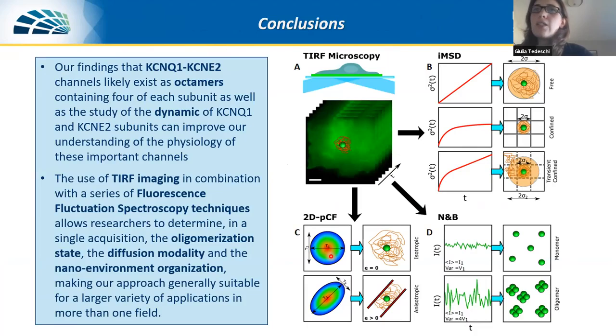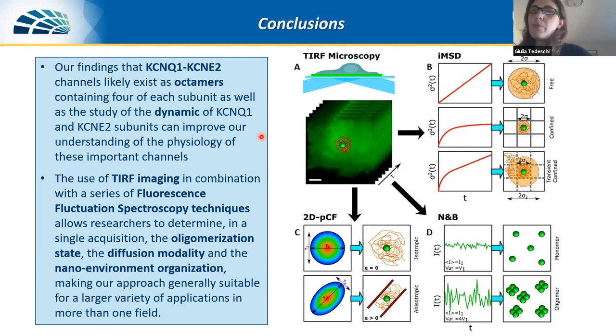So to conclude, as I was mentioning, we found that this channel exists as an octamer with a 4-to-4 ratio. We studied the dynamics of the single subunit and the co-transfected subunit, and all of these findings can improve the understanding of the physiology of this channel.